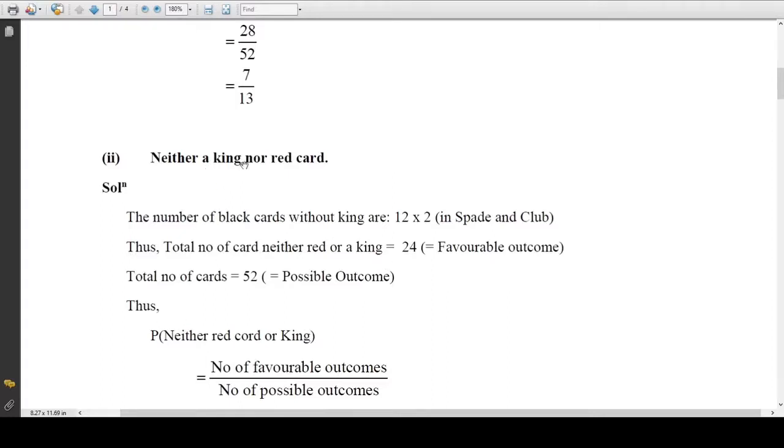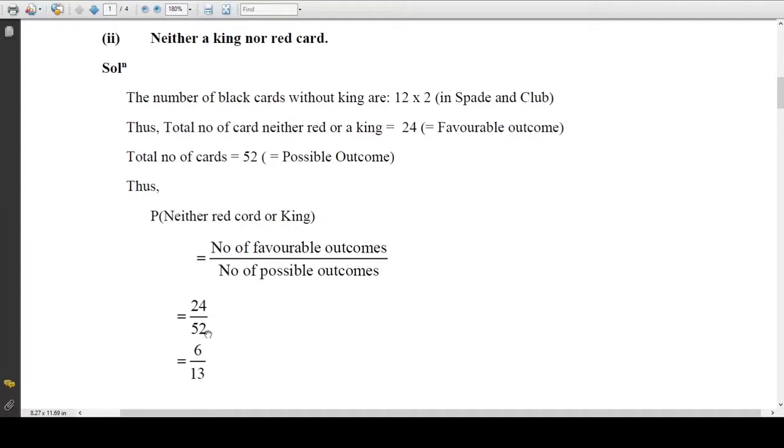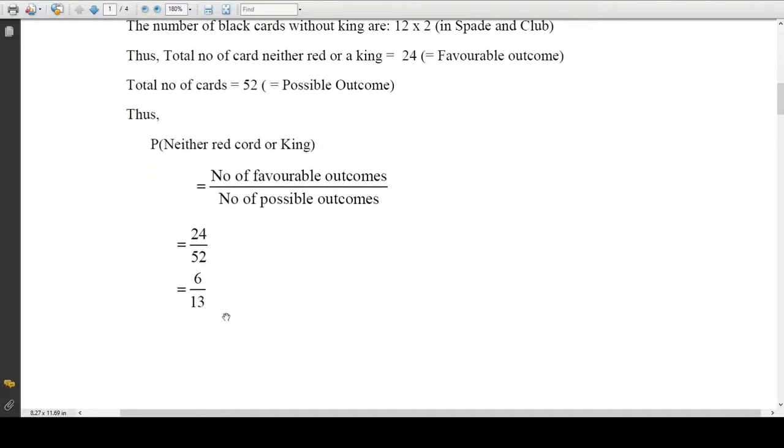Okay, neither a king nor a red card. You don't need a king and you don't need a red card. This means you need only the black card, only the black card without king. How many black cards are there without king? There are 12 in spade, 12 in club, which is 24. Therefore the probability will be 24 by 52, which is 6 by 13.